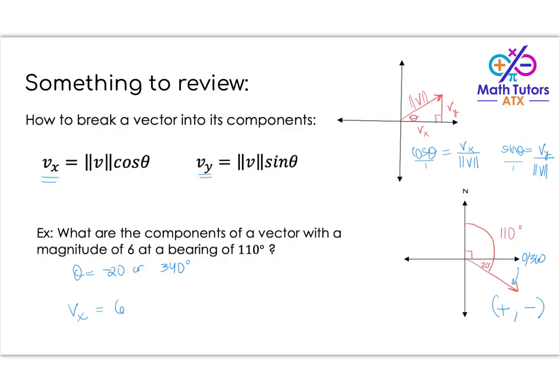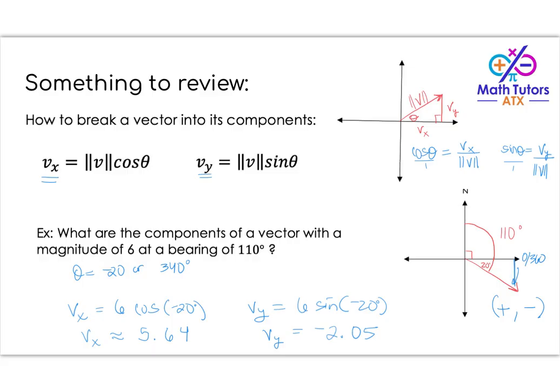So if I do 6 cosine of negative 20, and then for my y value, I'm going to do 6 sine of negative 20. And again, you can use 340 if you'd like to. Make sure you are in degree mode, but the x component would be around 5.64. I'm just rounding to the nearest hundredth. And for Vy, you would get negative 2.05. And that makes sense that, again, the x component's positive and the y component is negative.